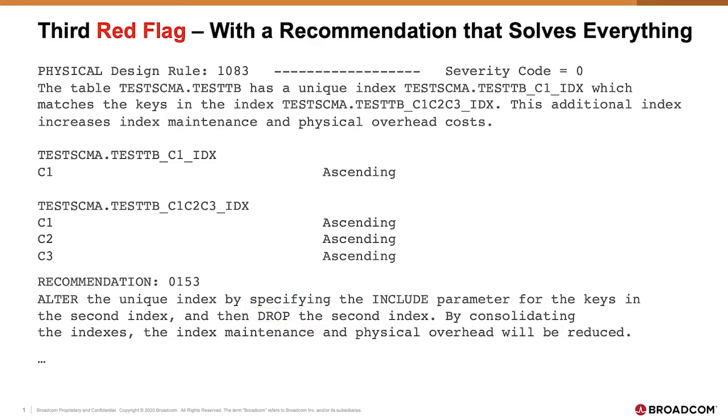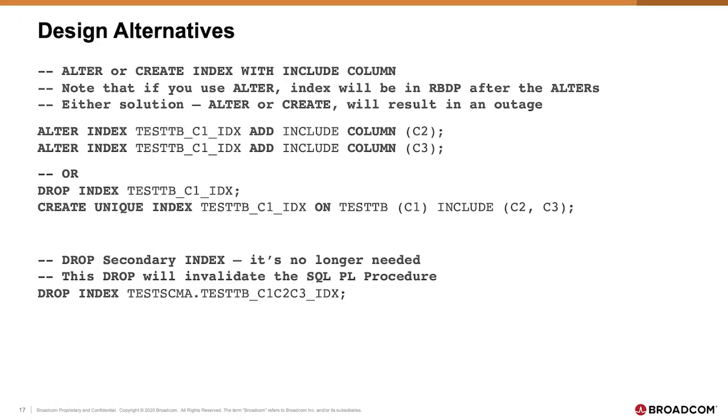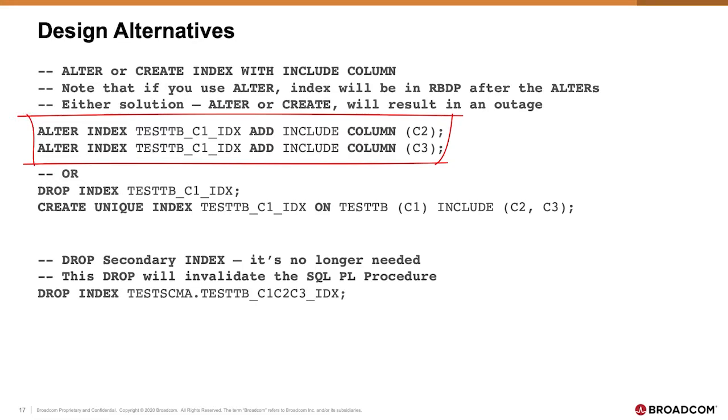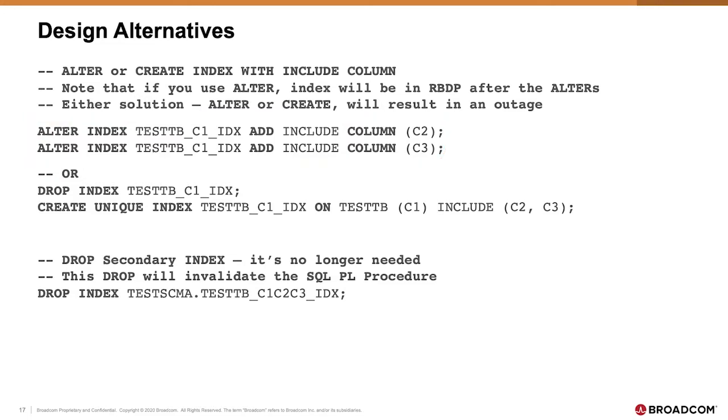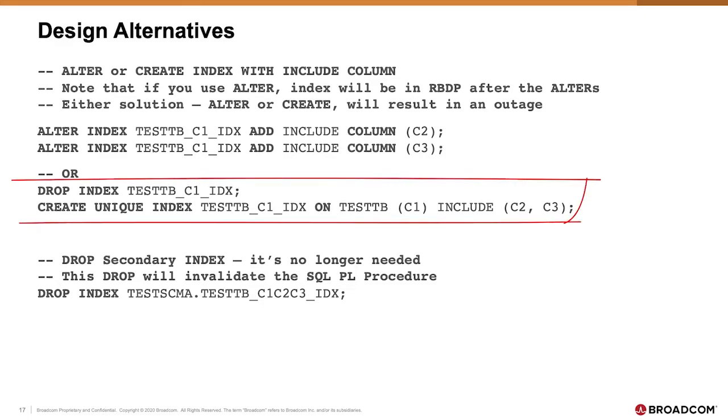The design note on the previous page indicated that we should alter add include columns to index test_tb_C1_IDX. Unfortunately, DB2 does not support that syntax in a single SQL statement. You would have to actually issue two alter index commands to do that. Another option would be to drop the unique index and then recreate the unique index with the additional include columns. And I show that in the syntax here.